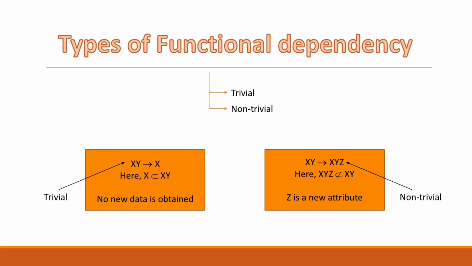Next, consider another functional dependency from xy to xyz. So here you can see that xyz is not a proper subset of xy. So we are getting xyz from xy. A new attribute, that is z, has been obtained here. Such a functional dependency is known as non-trivial functional dependency.